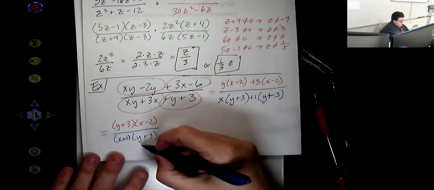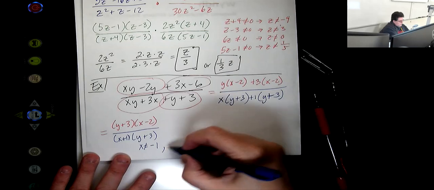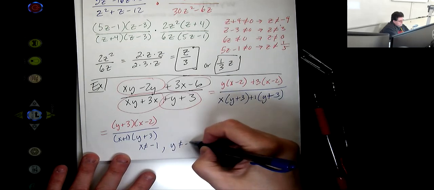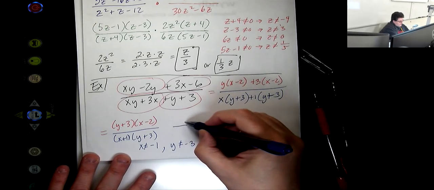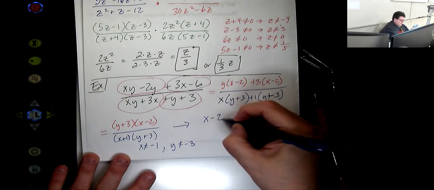Which means I can factor this one as x plus 1 and y plus 3. So I don't want x to equal -1. I don't want y to equal -3. And if I clean these up, the y plus 3's cancel, and I'm just left with x minus 2 over x plus 1.